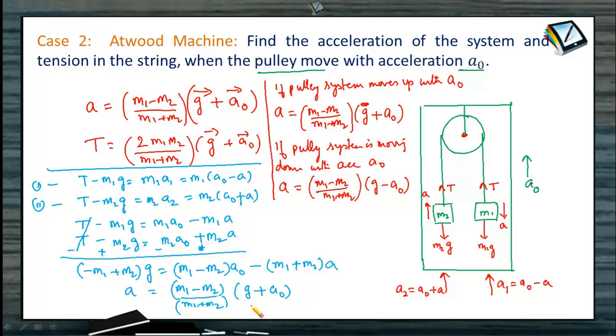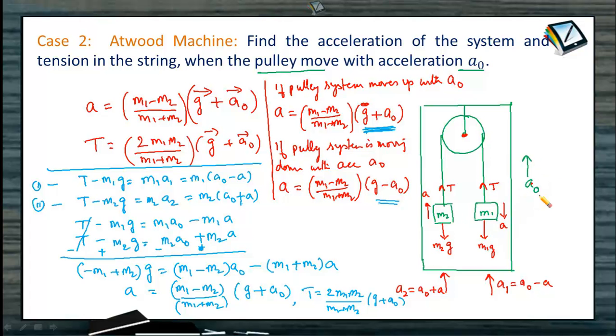When the system is moving up, G plus A0, that's what we got. When the system is moving down, we'll get G minus A0. Similarly, tension can be written as 2 M1 M2 divided by M1 plus M2 into G plus A0 when the pulley is moving up, and G minus A0 when the pulley is moving down. So the Atwood machine is practically a machine with two masses M1 and M2 and a pulley system. If the pulley system is at rest, it's very easy: just draw two free body diagrams and calculate the acceleration.